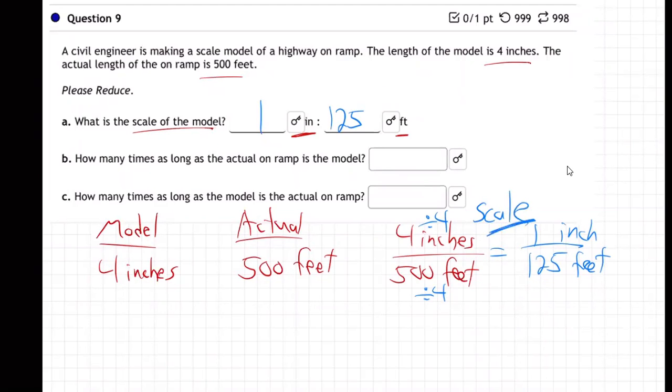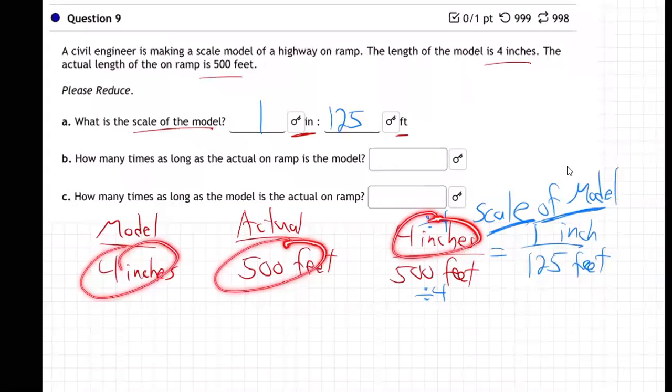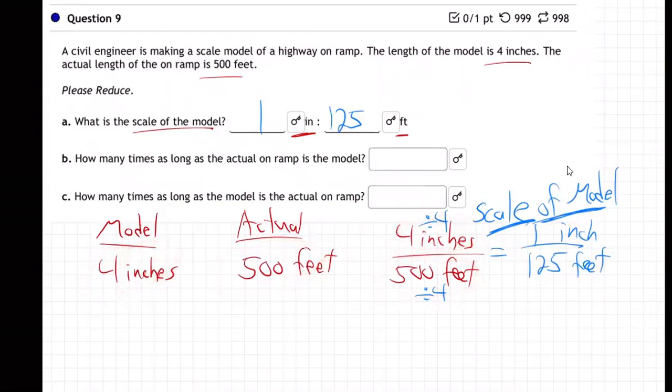So a scale is a fraction. Scale of the model. It's a fraction that shows how sizes correspond between the model and the actual. So 4 inches on the model is 500 feet on the actual, and then just reduce that fraction, divide top and bottom by 4. And that means every 1 inch on the model corresponds with 125 feet on the actual highway ramp. And so that's part A right there.